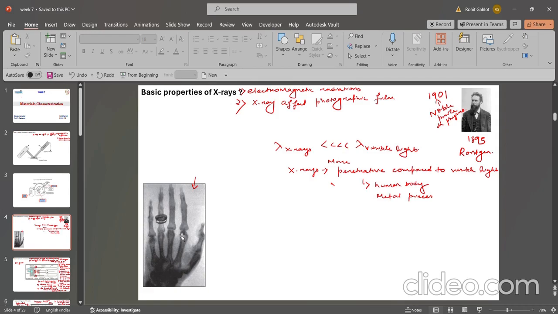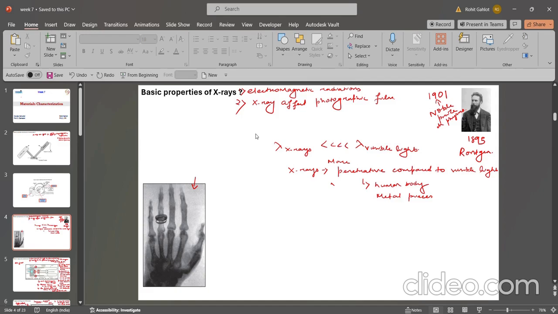X-rays were first discovered by Röntgen in 1895. He got a Nobel Prize in physics in 1901 for this. X-rays are electromagnetic radiations of exactly the same nature as light, but with a comparatively much shorter wavelength, and the wavelength of X-rays is in the range of around 0.5 to 2.5 angstrom, but for visible light it is around 6,000 angstrom. Okay.